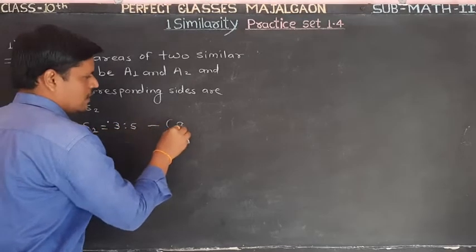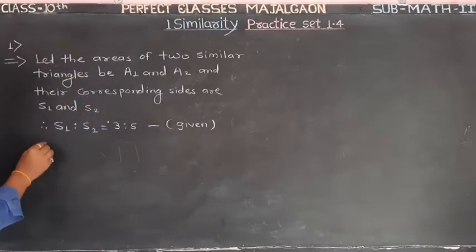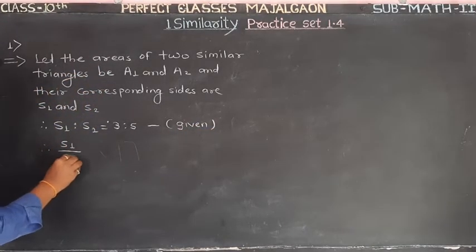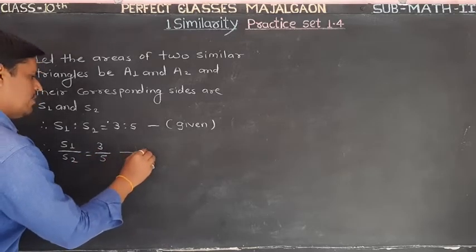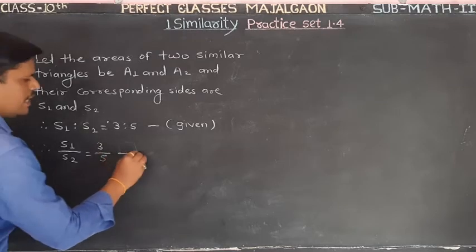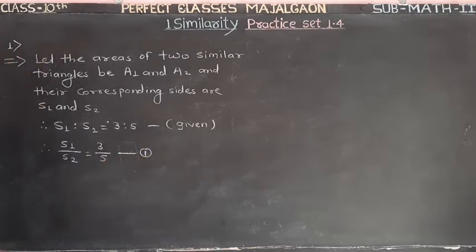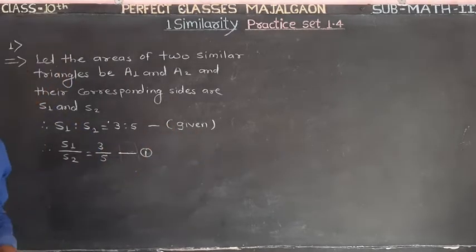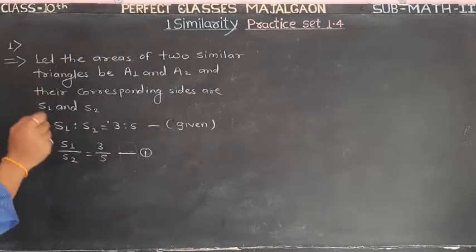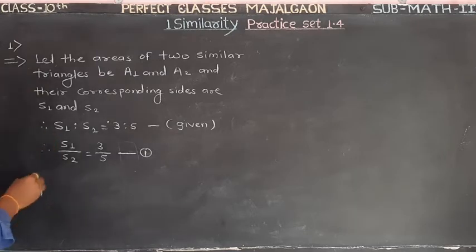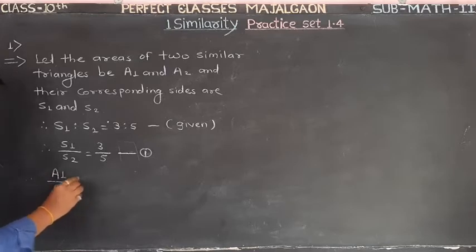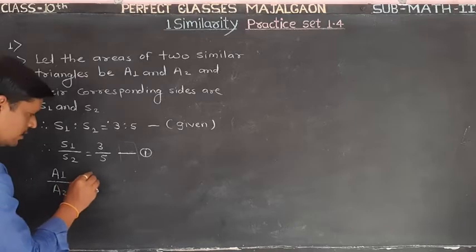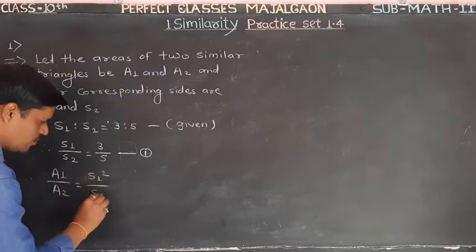This is given in the example. Therefore, we write S1 upon S2, the ratio of their corresponding sides, and name it equation 1. Now, these two triangles are similar, so we use the theorem of areas of similar triangles. The area of the first triangle upon the area of the second triangle is S1 square upon S2 square.